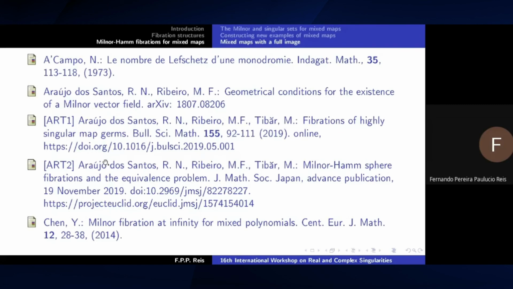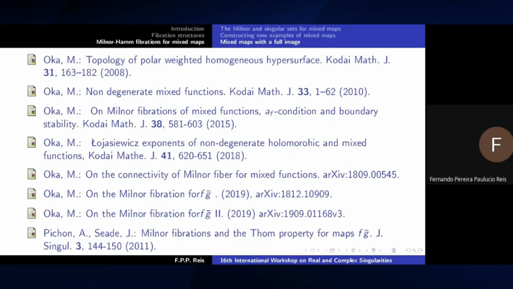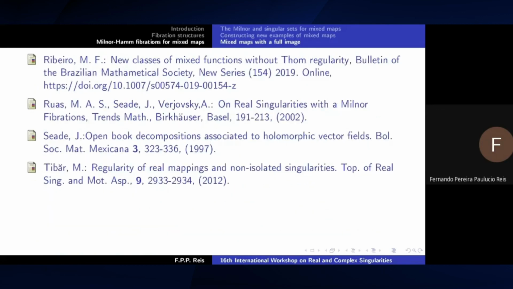Another example. Among some references, we have Campo, Araújo, Art 1, Art 2, and the papers of Oka.